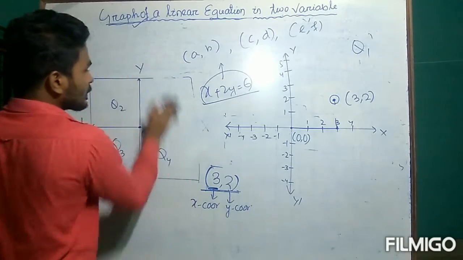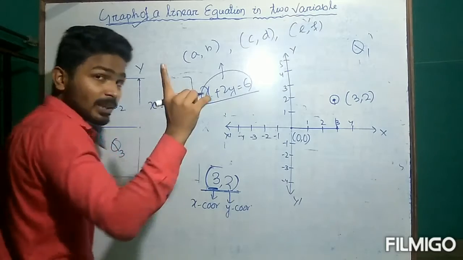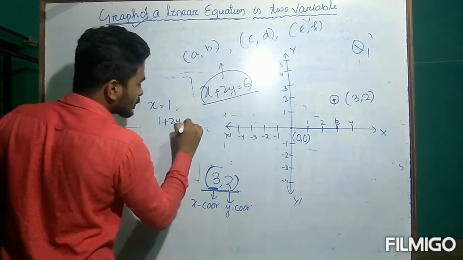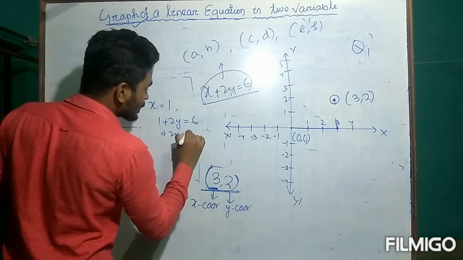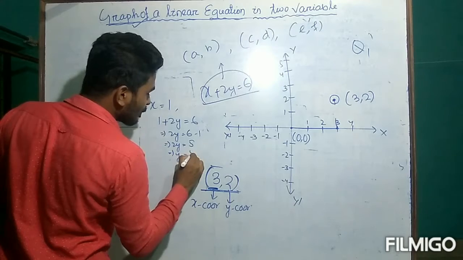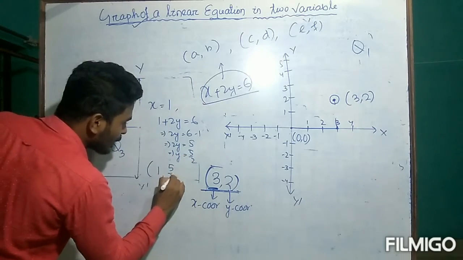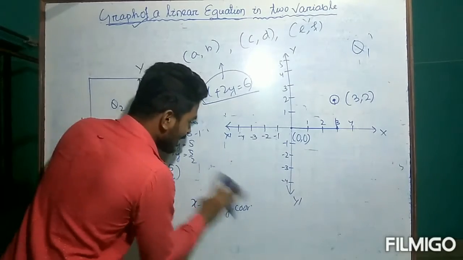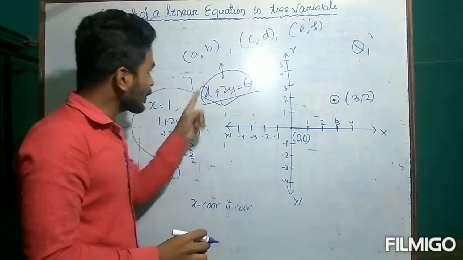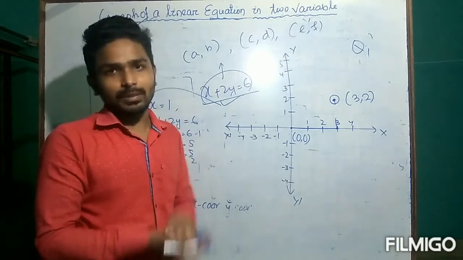If you put x to be 1 here, then what will be the equation? The equation will be 1 plus 2y is equal to 6. 2y is equal to 6 minus 1, 2y is equal to 5 and y is equal to 5 by 2. So you get a solution here. What is that? 1 and 5 by 2. Now you see this linear equation has been converted into a point format by calculating its solution.